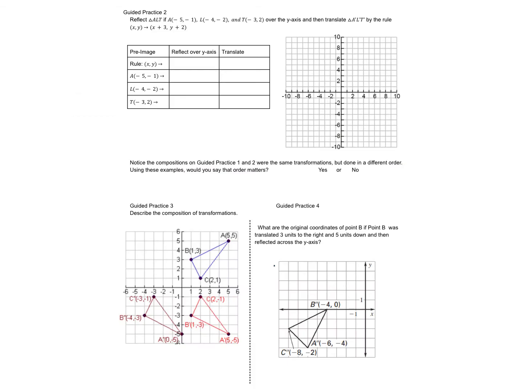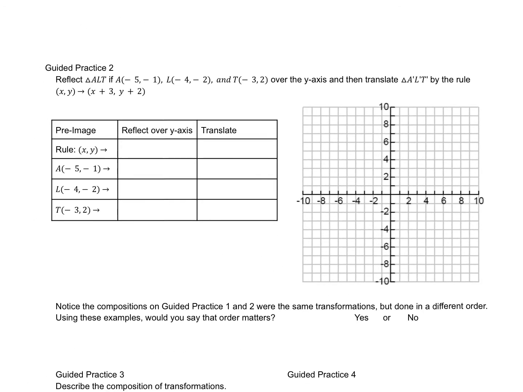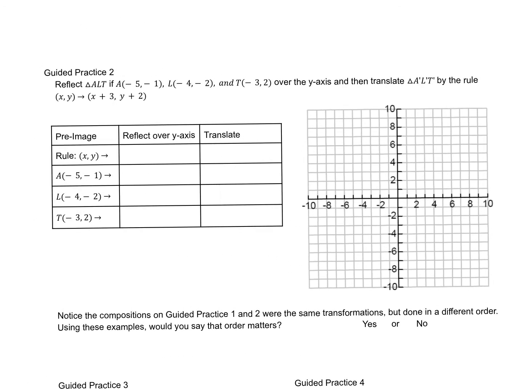Now we're going to do the same thing as the previous problem, except now we're going to swap the order. First, we're going to reflect, and then we're going to translate it. So first, we're going to reflect over the y-axis, which means that we're going to keep our x and y coordinates, but go negative for the x's, such that our A prime is going to be 5, -1. Our L prime will be 4, -2. And our T prime will be 3, 2.